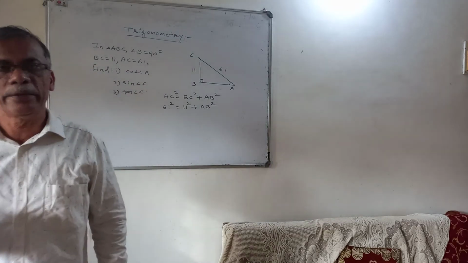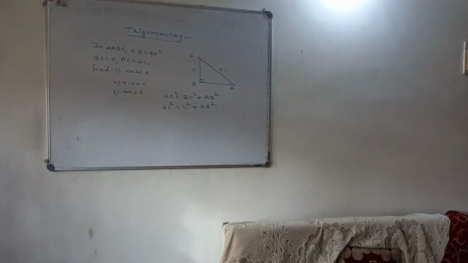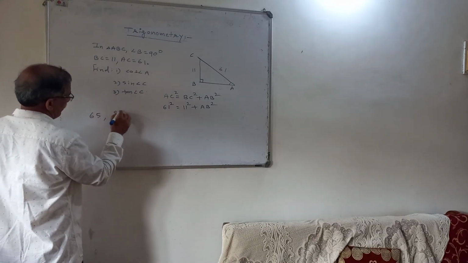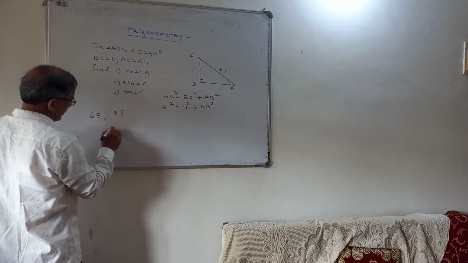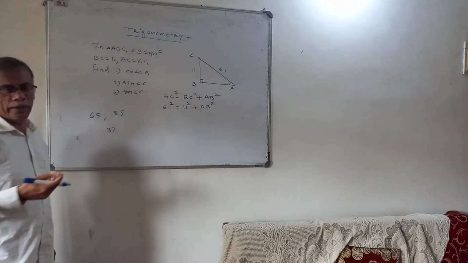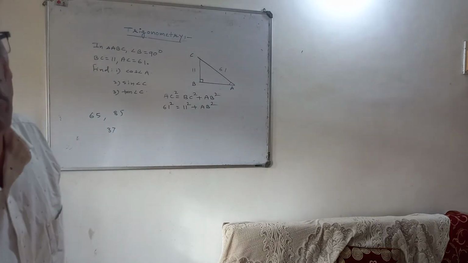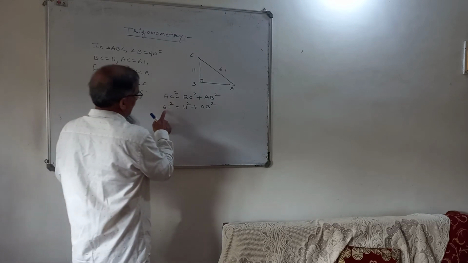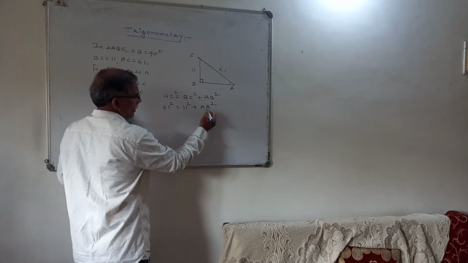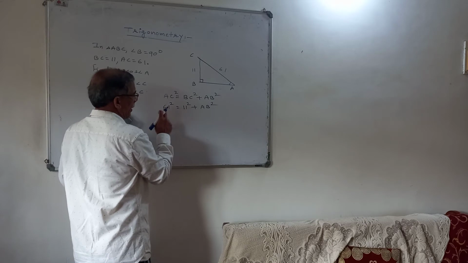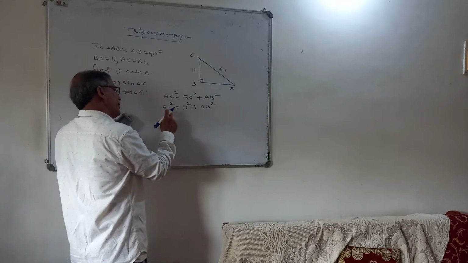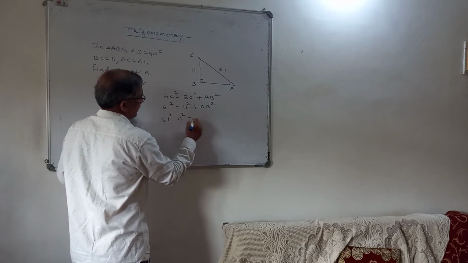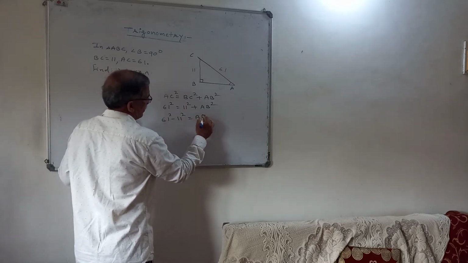Now 61 square is a big number, isn't it? Even you can have sizes like 65, 70, 85 or 37. Then 37 square we cannot determine easily. You have to multiply and decide, no? Now if there is a big number here and we want to calculate AB square, you don't find the square. You directly transfer these elements here. Means what? 61 square minus 11 square is equal to AB square.